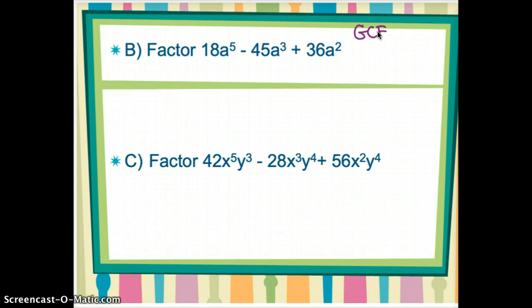So you've got to find the GCF first. I need something that goes into 18, 45, and 36. The biggest factor that goes into those is 9. For a to the 5th, a to the 3rd, a squared, the biggest one that goes in is a squared.